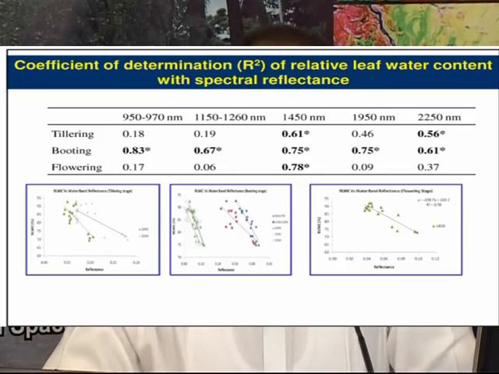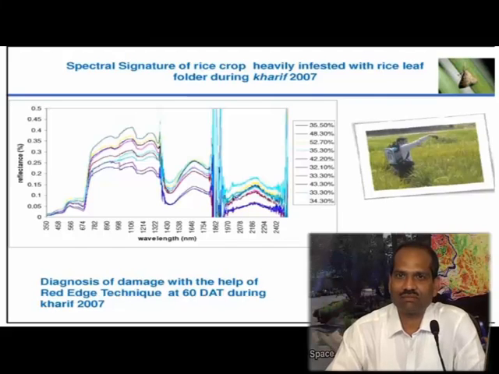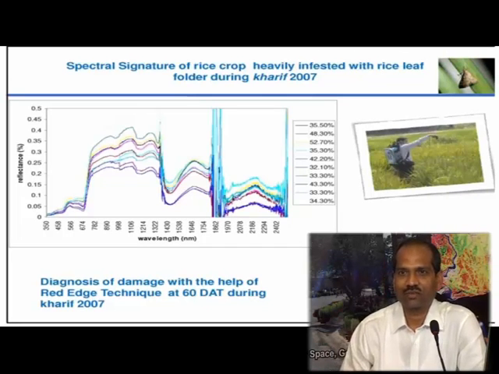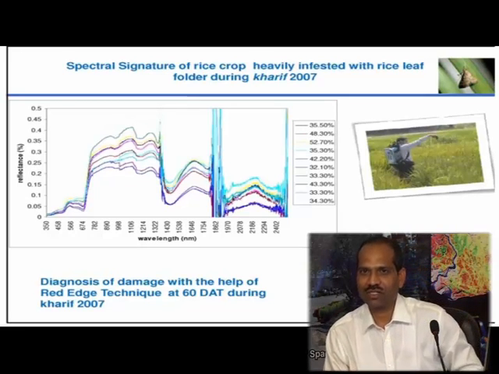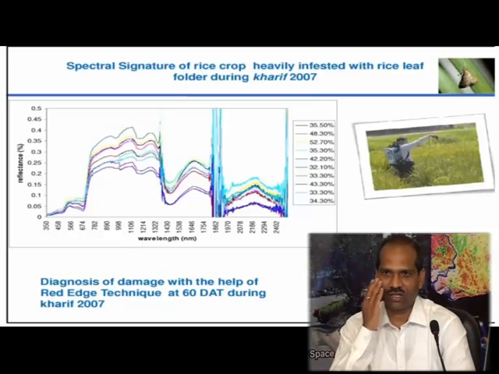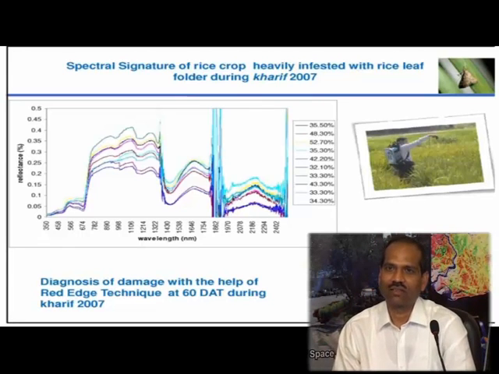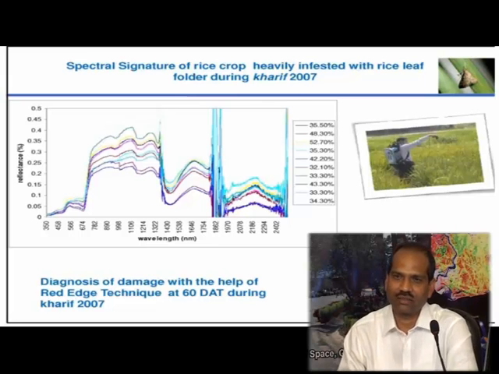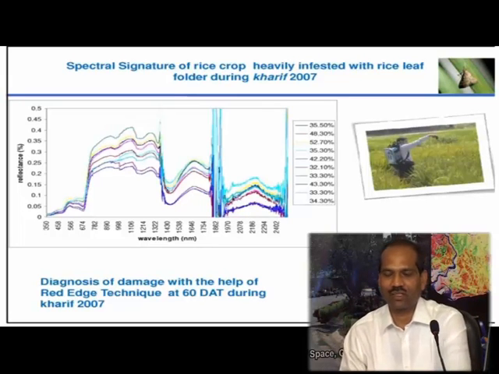Then coming back to biotic stress, which is mainly because of insects, pests or diseases, you can look at here the spectral pattern of a rice crop heavily infested by rice leaf folder during Kharif 2007. So this is the field at which there is a different level of infestation by the leaf folder, which was done by the scientists from the Division of Entomology of the institute.